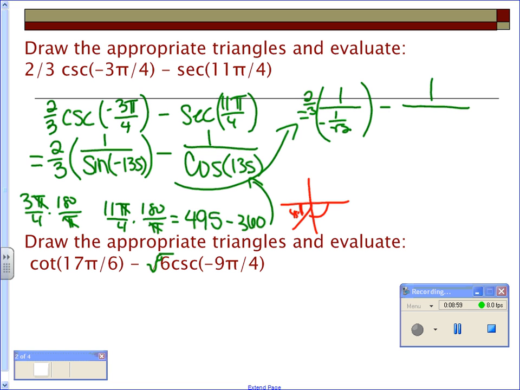So cosine of 135 is what? What quadrant is it in? So is it going to be positive or negative? Negative. And it's 1 over the square root of 2. Does that make sense? What is 1 over the square root of 2? Negative square root of 2.